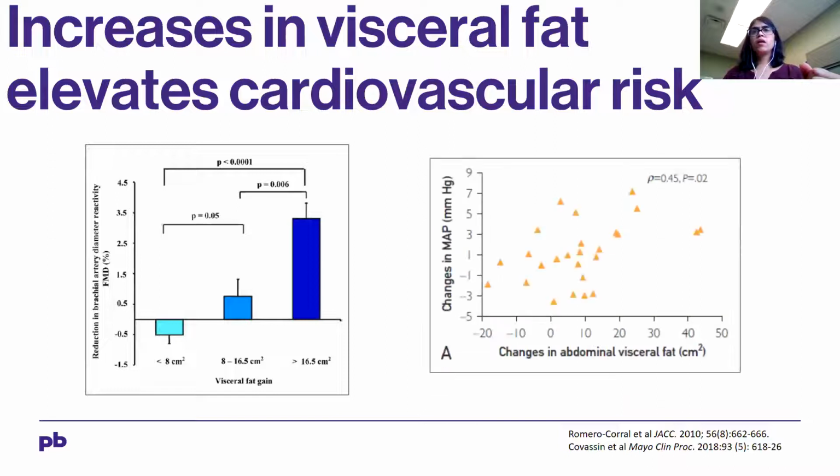This was further confirmed when we looked at the relationship with the blood pressure. What we found was that the change in the mean arterial pressure during the weight gain was correlated pretty decently with the changes in the abdominal visceral fat. So this suggested that visceral fat is the one which confers the highest cardiovascular risk.